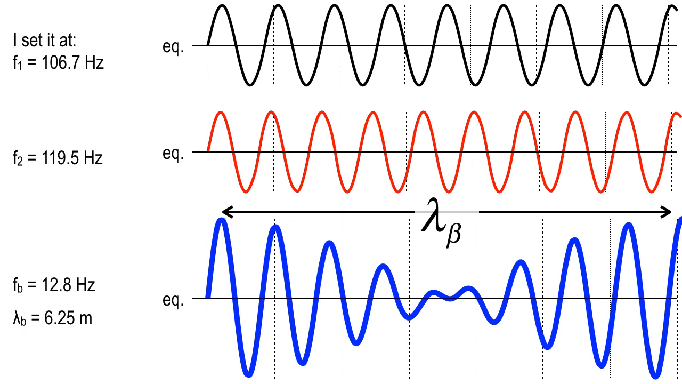So the wavelength of the beats is right there, and it works out to 6.25. That's the distance between maximum amplitude to the next maximum amplitude. And halfway in between, minimum amplitude, very faint.